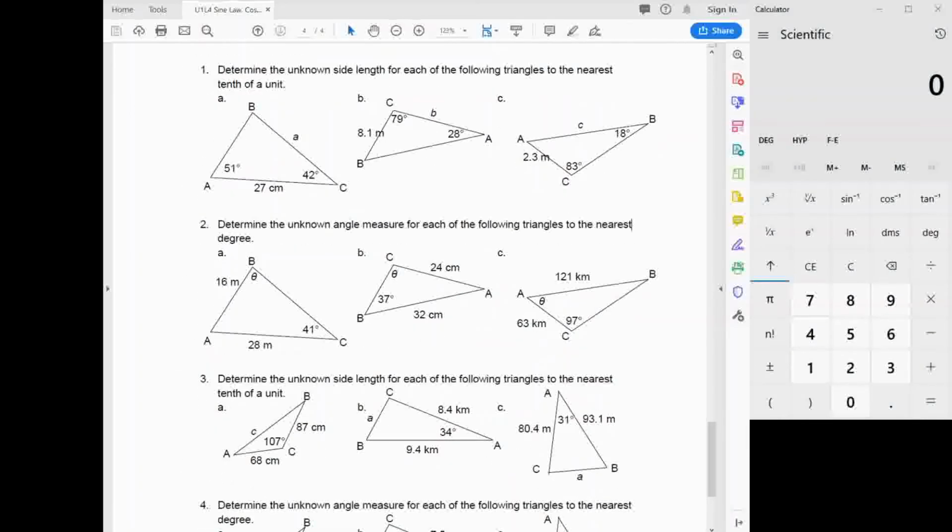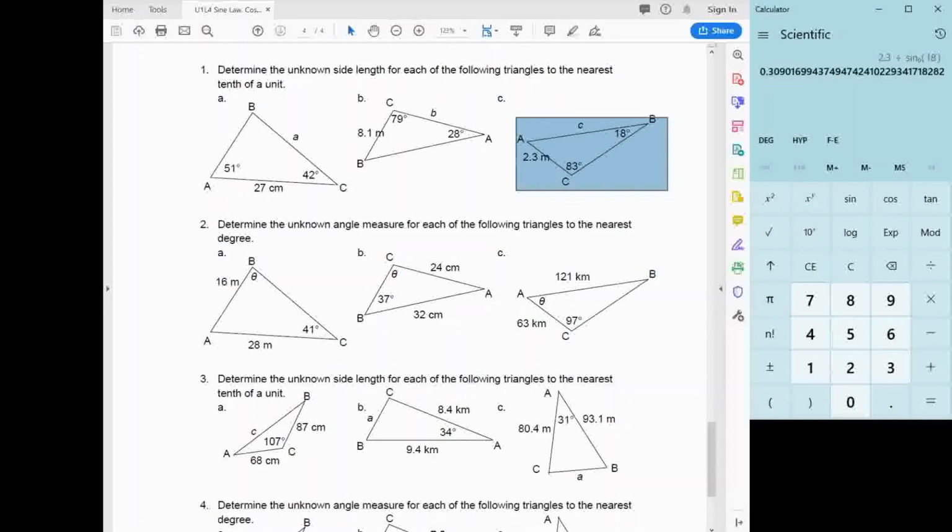So I'll do 4 more of these. I'll do one of each of these questions. Let's start with 1C. So in 1C, we're trying to solve for side c. And I know the angle-side pair for B. So I would write this as b over sine B equals c over sine C. So b is 2.3 over sine 18, and then I multiply by sine 83. And I should have for c 7.4 meters in this case.